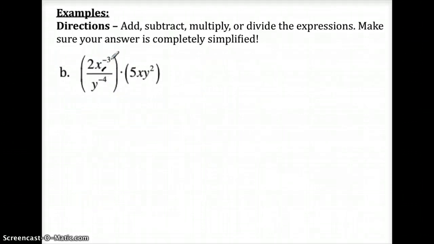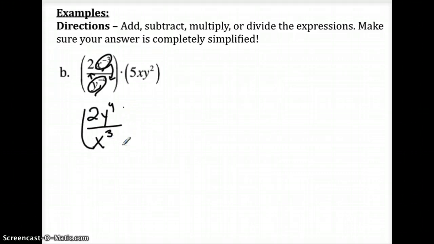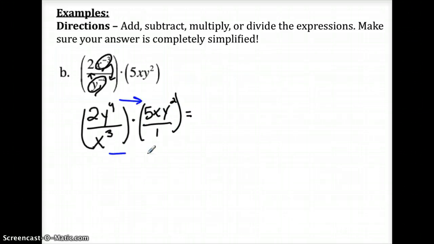Keep, change, flip was the key to this one. Multiplying, we've done a lot of these already. I'll go ahead and do this one real quick. All right, so in the first parenthesis, move your negatives. Okay. The second parenthesis, there's nothing wrong with him, so just rewrite him, but put a 1 underneath, and then multiply across the top and bottom. Okay, so we would have 5 times 2 would give me a 10. There's only one x, so keep that. Y to the 4th times a y squared. Add those exponents to get y to the 6th. On the bottom, I'm just going to have an x cubed.